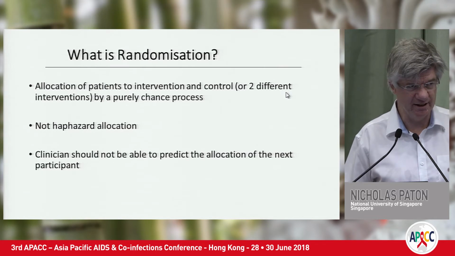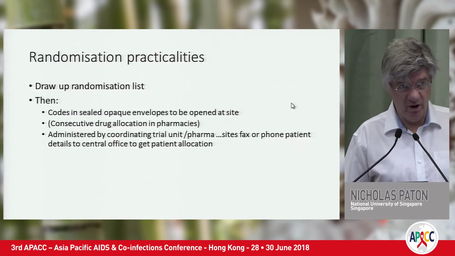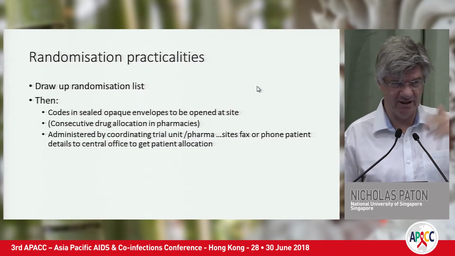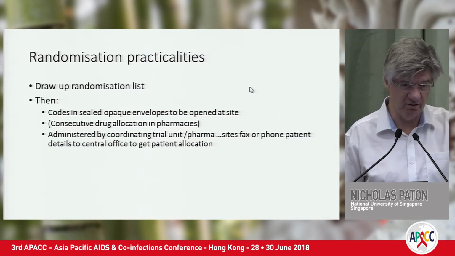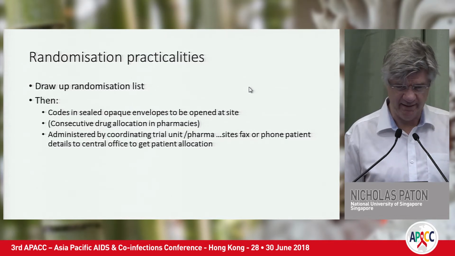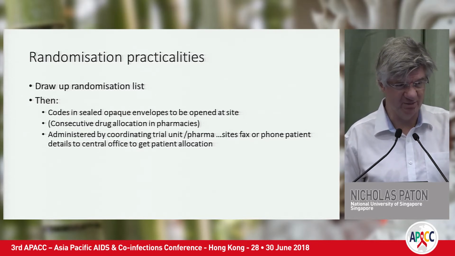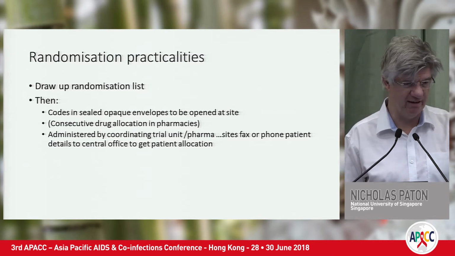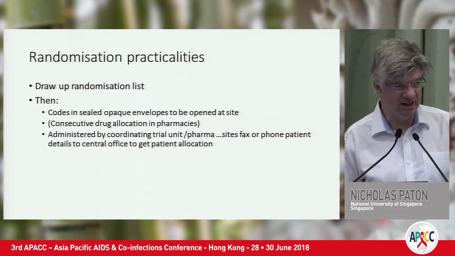The key thing is the clinician should not be able to predict the allocation of the next participant, and usually it works like this. We have the statistician draw up a list of what sequence the randomization is going to occur, who's going to be allocated to which group. And then it can happen where you put those into envelopes, and then people at the sites would draw sequential envelopes. That's fine. There's all sorts of procedures to prevent cheating around that.